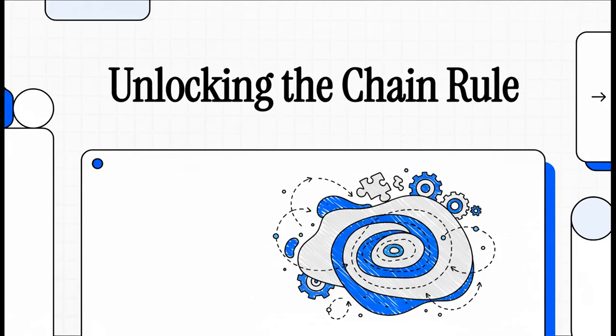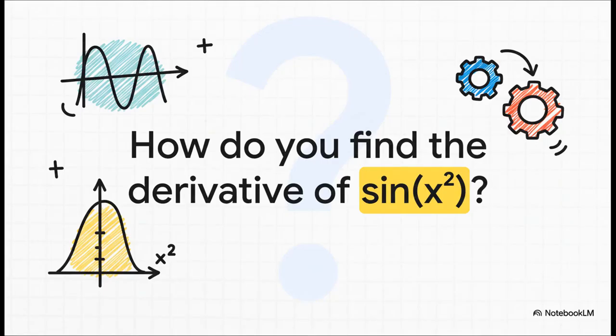Let's dive in. So here's the core puzzle. You're probably comfortable finding the derivative of sine of x. No problem. And you definitely know the power rule for x squared. But what happens when you mash them together? How do you handle a function that's literally tucked inside another one, like sine of x squared? This is the exact problem the chain rule was born to solve.